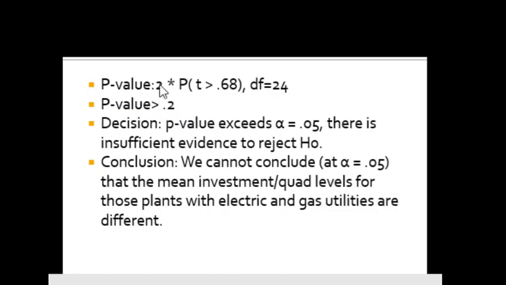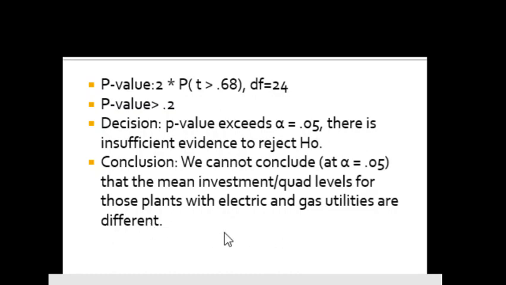Okay, so even though we don't have the exact p-value, we can still make our decision by comparing with the alpha value. The p-value still exceeds 0.05, and therefore we have insufficient evidence to reject H0, or we fail to reject H0. So the conclusion in this case will be that we cannot conclude that the mean investment per quad levels for the plants with electric and gas utilities are different.